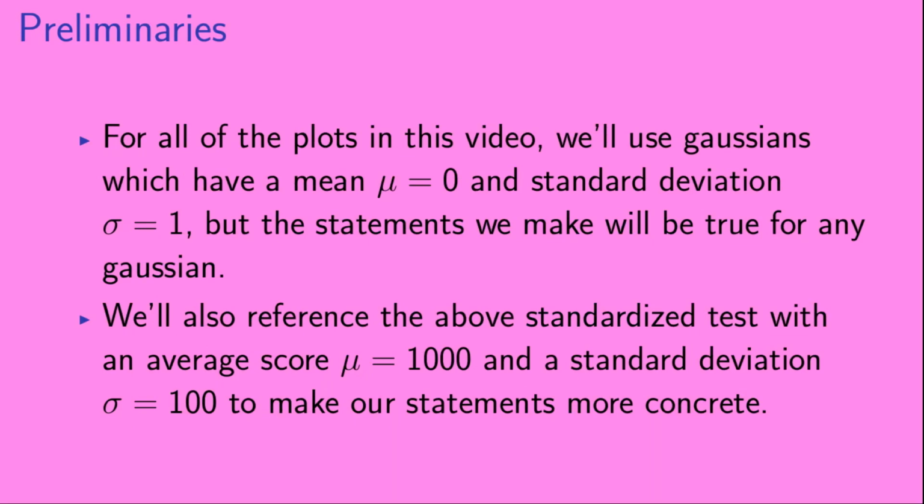For all of the plots in this video, we'll use Gaussians which have a mean mu of 0 and standard deviation sigma equal to 1, but the statements we make will be true for any Gaussian. We'll also reference the above standardized test with an average score mu equal to 1000 and a standard deviation sigma equal to 100 to make our statements more concrete.